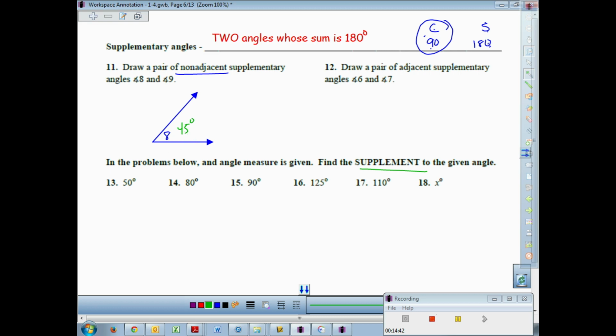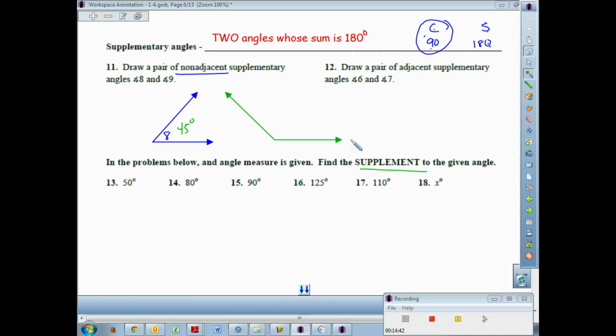You can use a calculator. How would you figure it out? 180 minus 45. What do you get? Anybody? 135 degrees is what mine should be. What kind of angle is that? Acute or obtuse or right? Someone make it look obtuse.